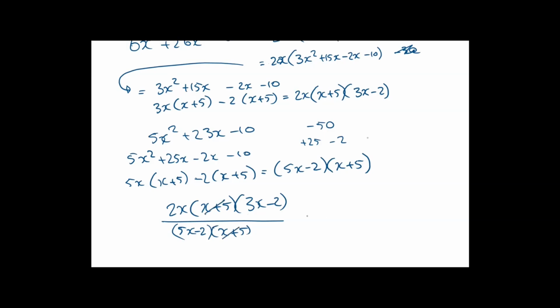They're going to cancel. So we have 2x, 3x minus 2 over 5x minus 2. I would say that is as simple as it's going to get. I'm just going to pause and see if I can simplify it anymore. So I did stop and try to simplify it. You can decompose it, but it's not really going to simplify things much. So that would be my final answer.